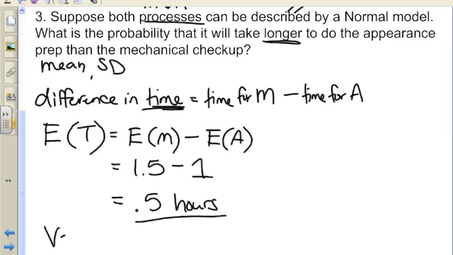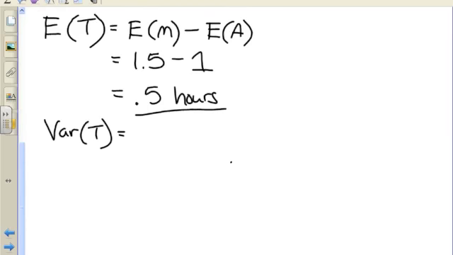So your task is to do the variance for the time. Remember, variance is always add. And when you get your answer, be sure to take the square root, so you can also have a standard deviation.